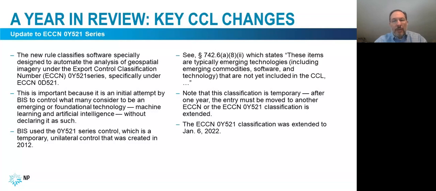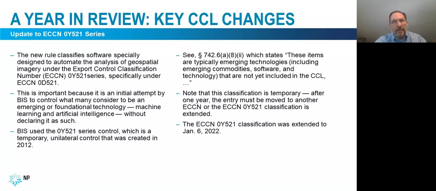And interestingly, they expire after a year. If they're not moved to a permanent ECCN or extended, they result in an EAR99 classification. So let's look at the substance of what this control does, because it's a first attempt by BIS to control machine learning and artificial intelligence. The control relates to software that's designed to automate the analysis of geospatial imagery using artificial intelligence and machine learning.